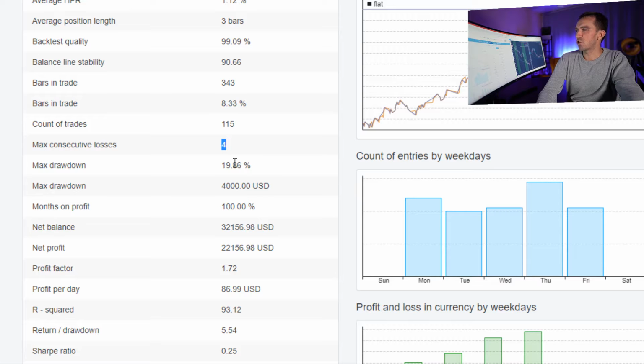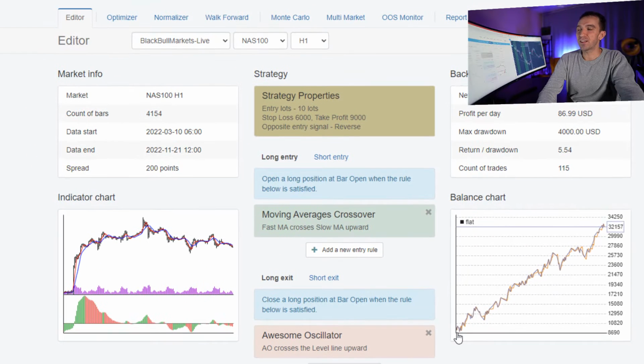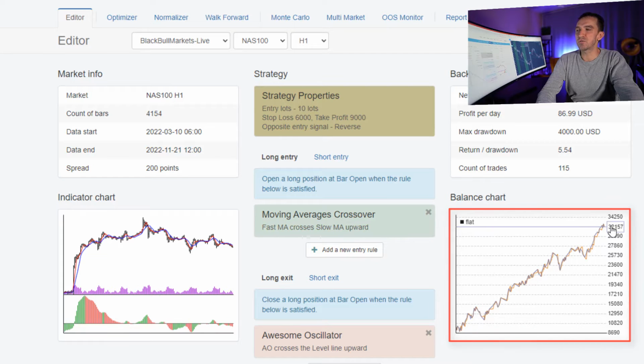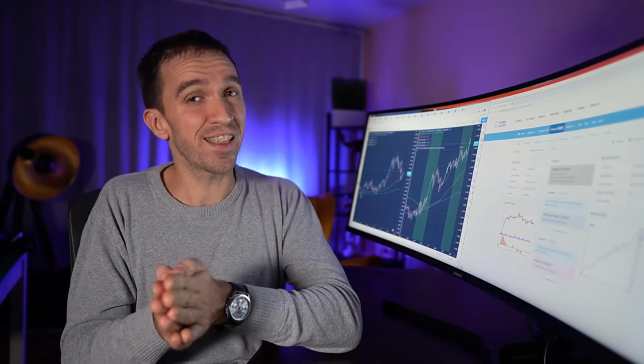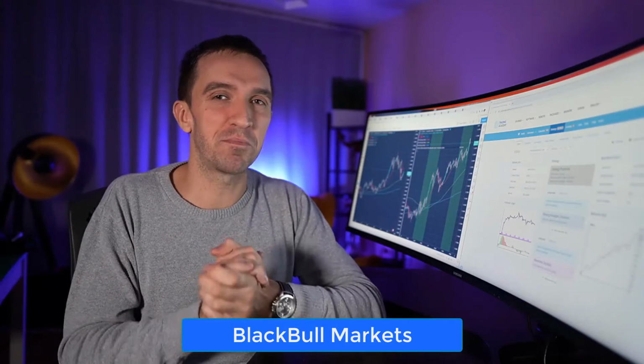19% maximum drawdown, but this is if you are trading on a 10k account and if you are using 10 lots as a position. And you will see that for the last 6-7 months this strategy reached $32,000 of a profit. And now let me show you step by step how to place this NASDAQ Expert Advisor on MetaTrader and how to backtest it with the sponsor of today's video, BlackBull Markets.